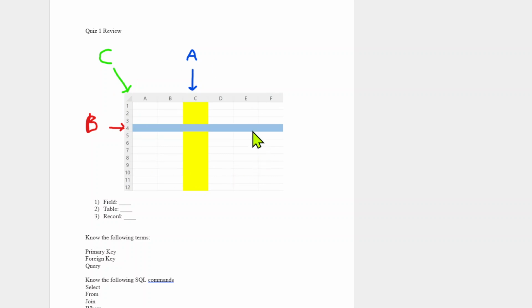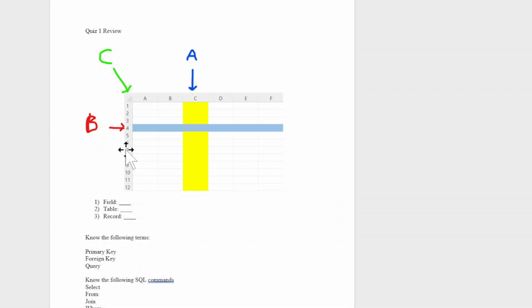Again, it's 20 questions, multiple choice. These are the kind of questions on there. You should know the following terms. Know what the primary key and the foreign key are. If you remember, the primary key is the unique identifier that identifies a record. Like I always say, think of your G number, a driver's license number, your social security number, those kinds of things.